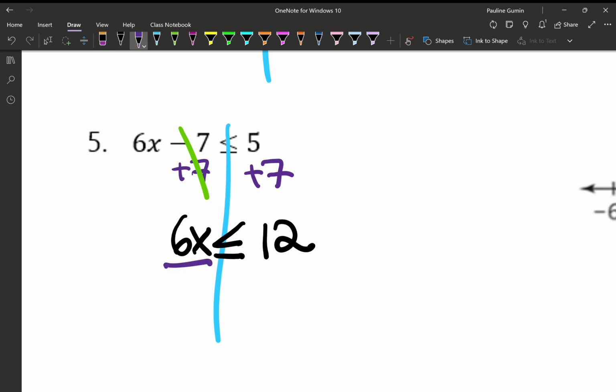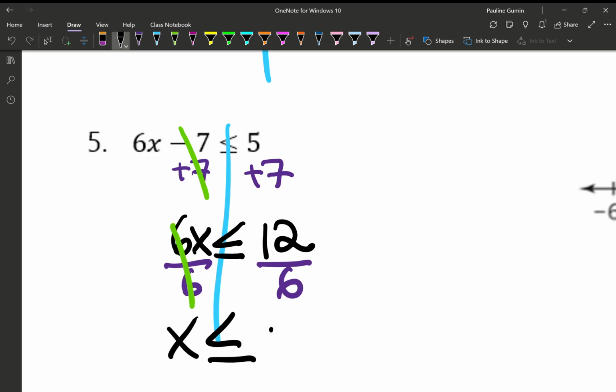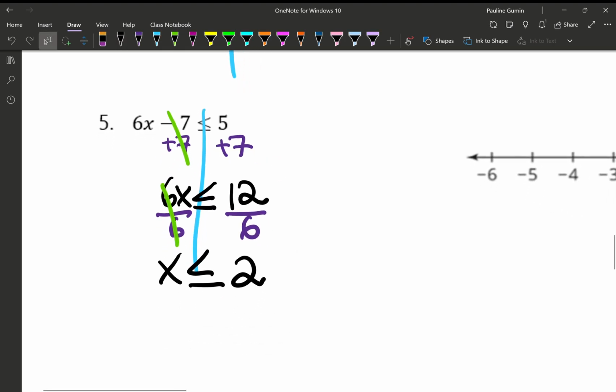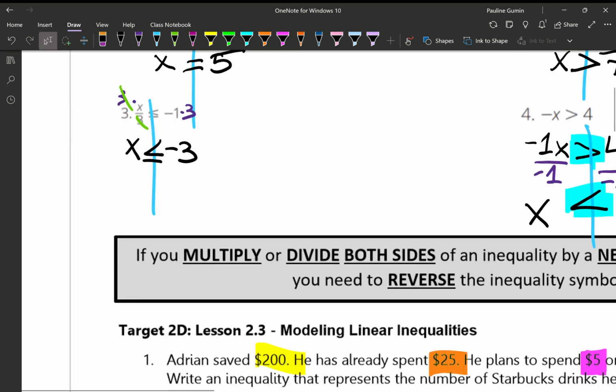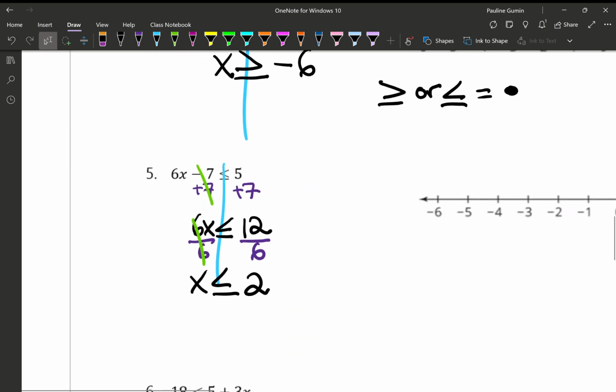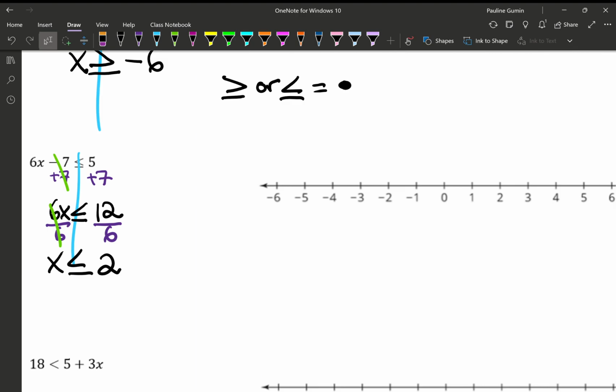To finish this problem, I divide both sides by 6. I'm dividing by a positive number, so my symbol doesn't change. X is less than or equal to 2. Whoops, what did I just do? I think I zoomed out too much. That's fine. All right, so we're going to find 2. We're going to put a solid dot on it.